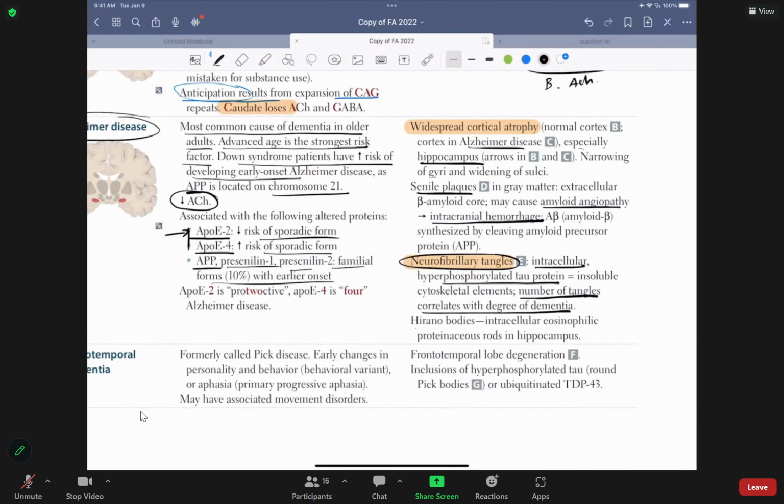The last one, there's something called Hirano bodies. These are intracellular eosinophilic inclusions in the hippocampus. You should know that where the Hirano body is found, it's in the hippocampus.